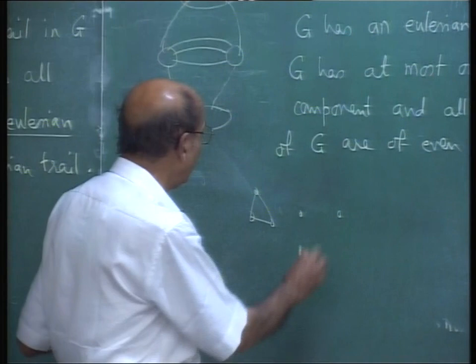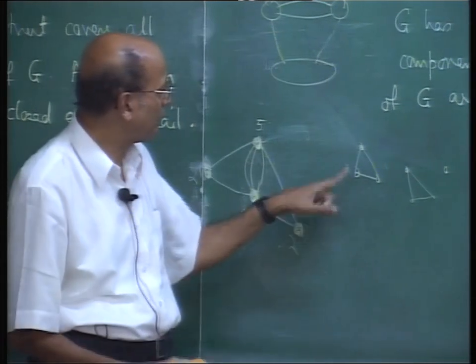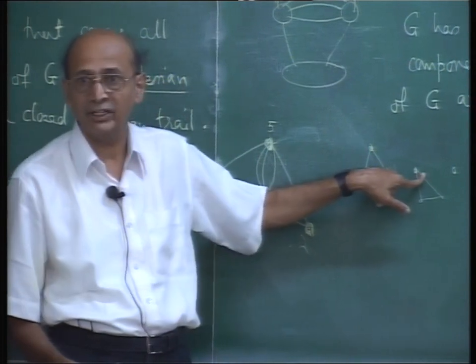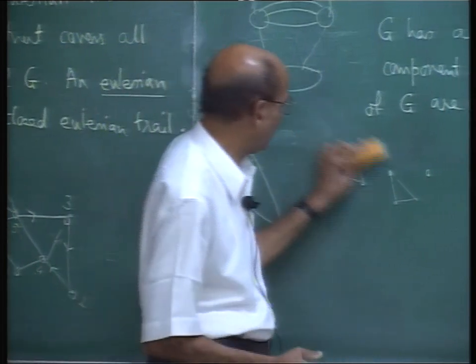If you have 2 non-trivial components, then it's clear that you cannot really have an Eulerian circuit because there is no way you can go from there to there. Even if they have even degree, that's irrelevant because there is no way you can go from there to there.